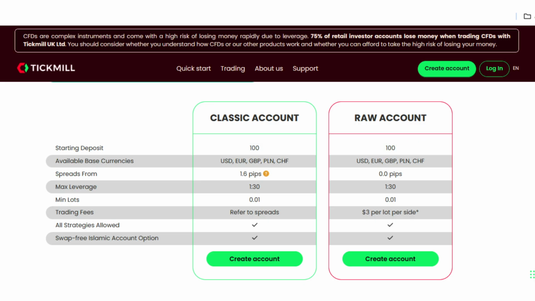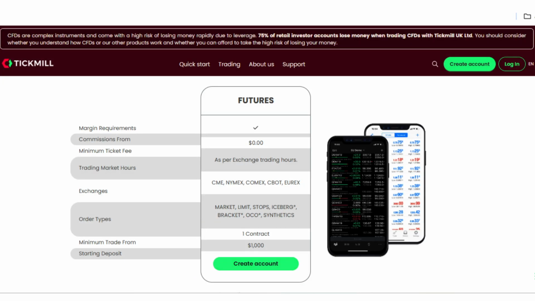You will be charged spreads from 1.6 pips on the classic account and 0.0 pips on the raw account, with commission from $3 per lot per side on Forex and precious metals. And while you will be charged swap fees, both accounts have swap-free options. If you love trading futures, then your minimum deposit will be $1,000 and you will be charged a ticket fee. Also, depending on the CQG platform type you wish to trade futures with, there are platform fees attached to them.